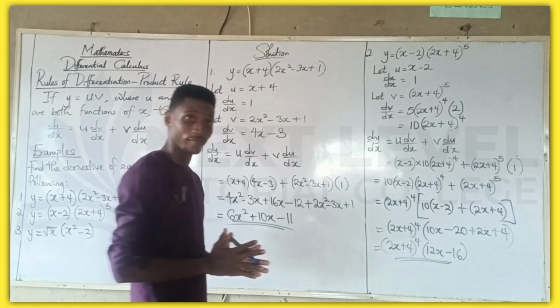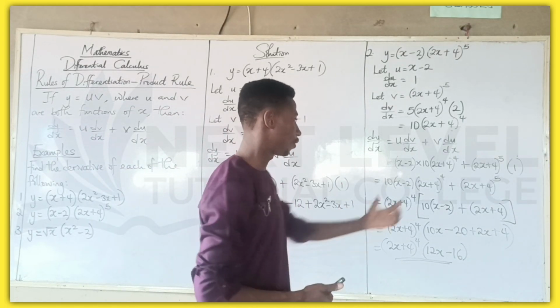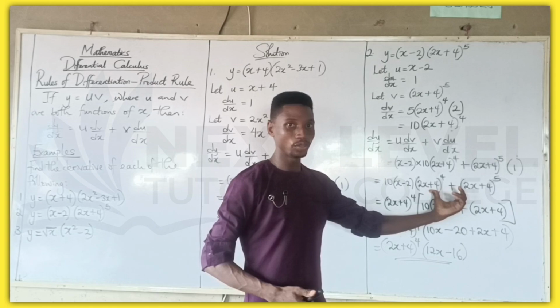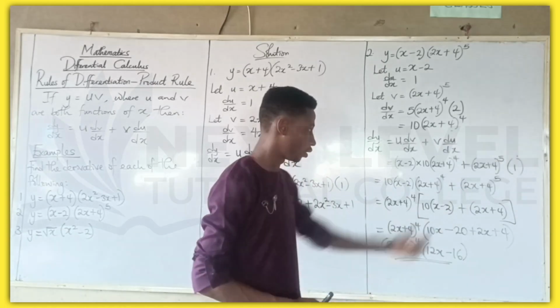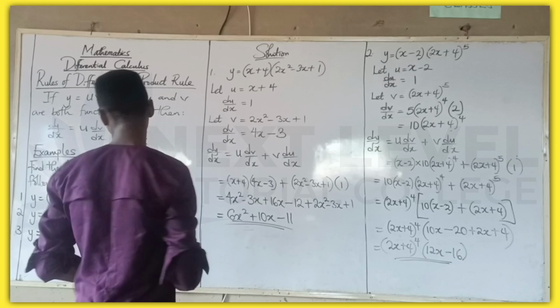I hope it's clear. If it looks like it's a lot, go back again and check it, especially the calculation that was done here. If it's new to you, you have learned something new already. It is what we do to simplify. Now let's go to number 3.